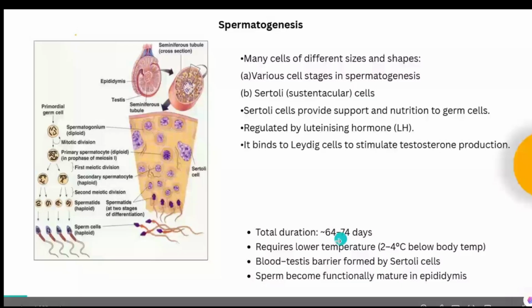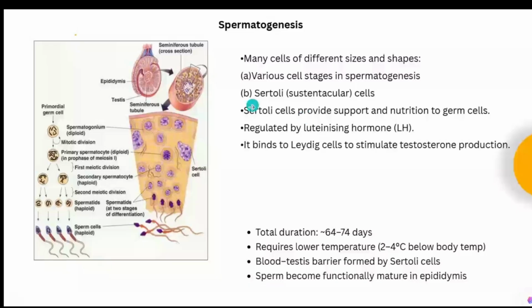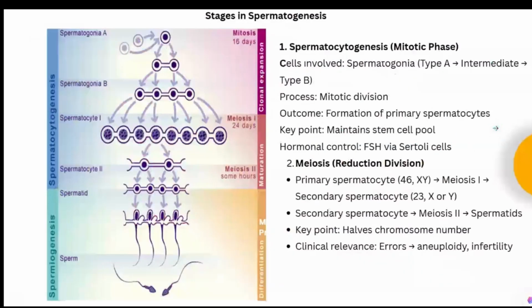Total duration, the requirement of the lower body temperature, that is 2 to 4 degrees below the body temperature. The blood testis barrier is formed by the Sertoli cells. Sperms become functionally mature in the epididymis. Then Sertoli cells provide support and nutrition, and FSH is acting on them, while the Leydig cells are under the influence of the LH and they produce the testosterone. This all information is important from the examination point of view.